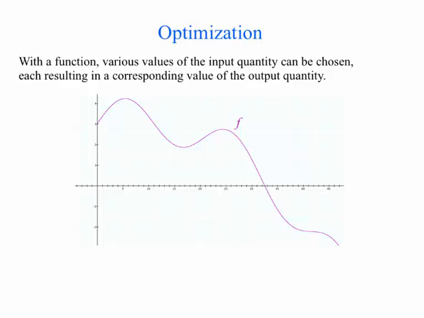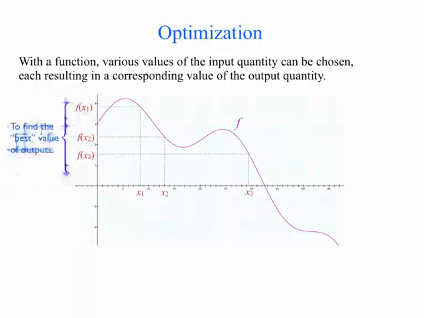With a function, various values of the input quantity can be chosen, each one resulting in some corresponding output. Old hat, right? That's review. This is what functions are about. You choose what your input is, or we let the input increase starting at some value, and then for every current value of input, we get some corresponding output. And this curve is just the collection of all those points, right? So the question is, how to find the best value of output.